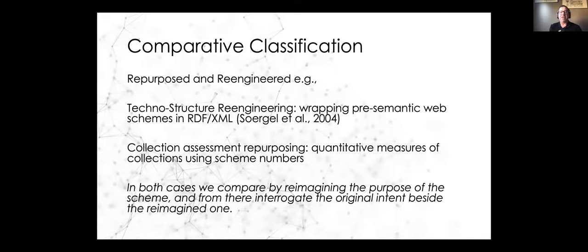Now, for repurposes and reengineering, this is when we're taking a classification scheme and transforming it, either by intention or technologically or in some other structural way, and then asking the question about the original versus the reimagined one. And so techno-structure reengineering is what I'm calling the wave of development that was happening in the early aughts with the semantic web, where we're wrapping semantic web technologies and constructs around pre-semantic web schemes.